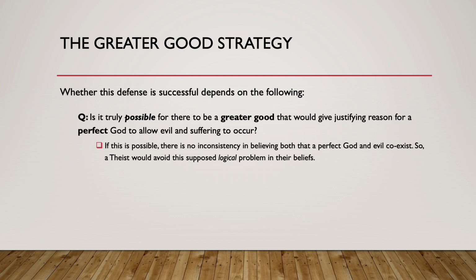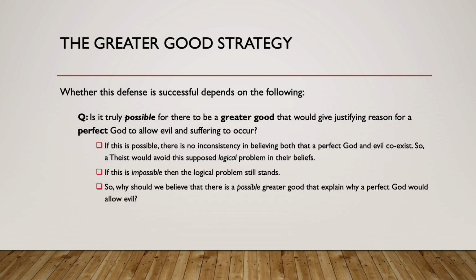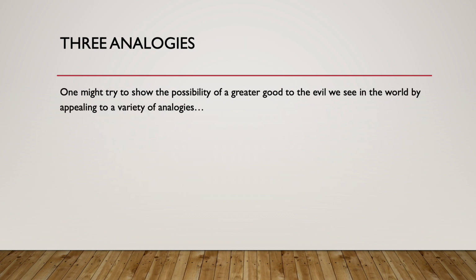Notice, they wouldn't have shown that God does exist. They would just show that they're not involved in any logical contradiction. And so they're avoiding that charge of irrationality. Now, if this is impossible, then the logical problem still stands. So if we cannot come up with a possible way that there would be a greater good that would give God a justifying reason to allow evil and suffering, well, then there's still a contradiction. So, why should we believe that there is a possible greater good that could explain why a perfect God would allow evil?